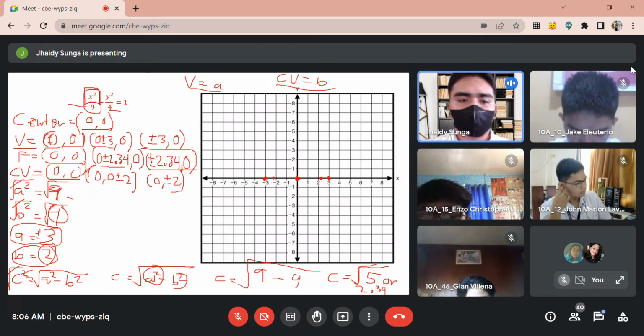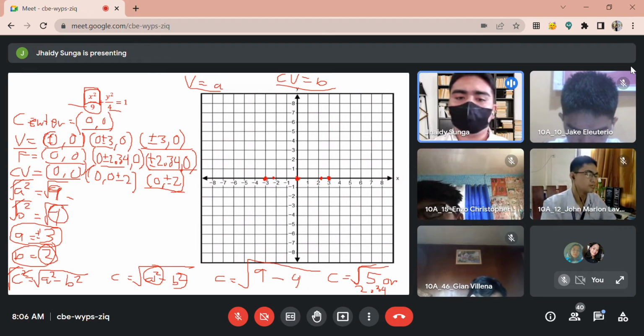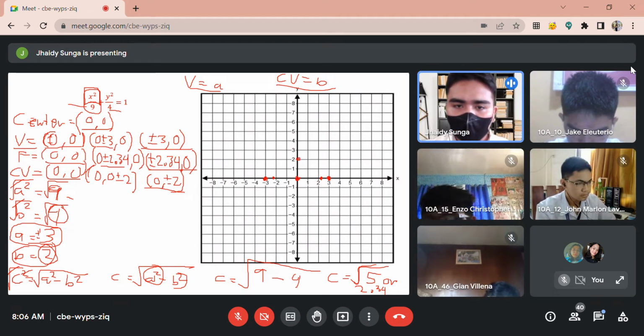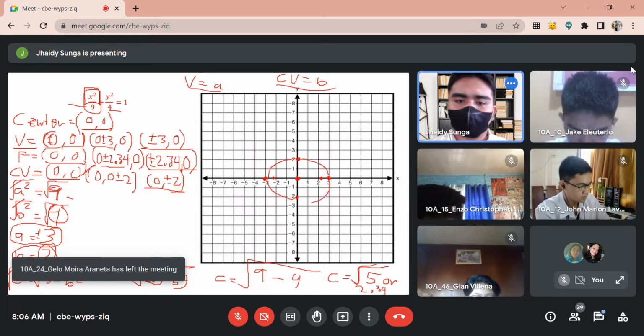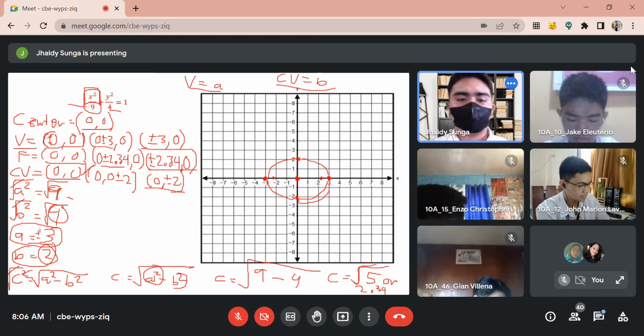Done with the vertices and focuses. For the co-vertices, we have 0 and positive and negative 2. So it is located in here. That's how we graph an ellipse when the principal axis is at the x-axis.